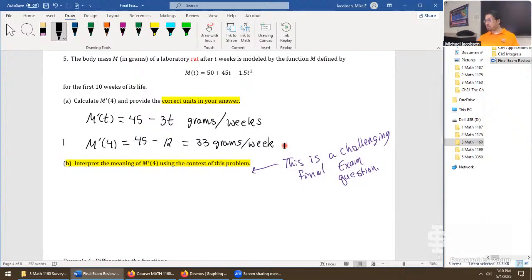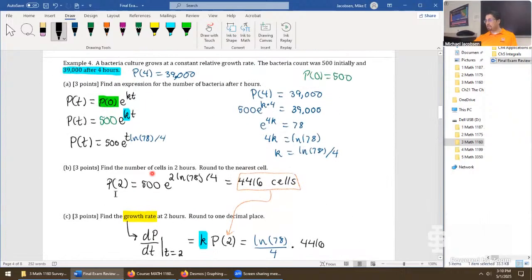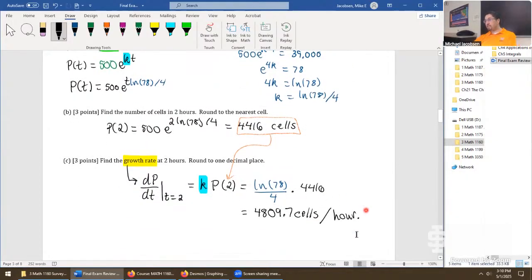Okay, so now the interpretation on this one. Again, this is a really, really polarizing question on the real final exam. Either people had it perfectly or they were off base on this one. And the easiest way to be off base is to say m prime at 4 is this, the grams at 4 weeks. But that's not what it is at all. It's something more like this.